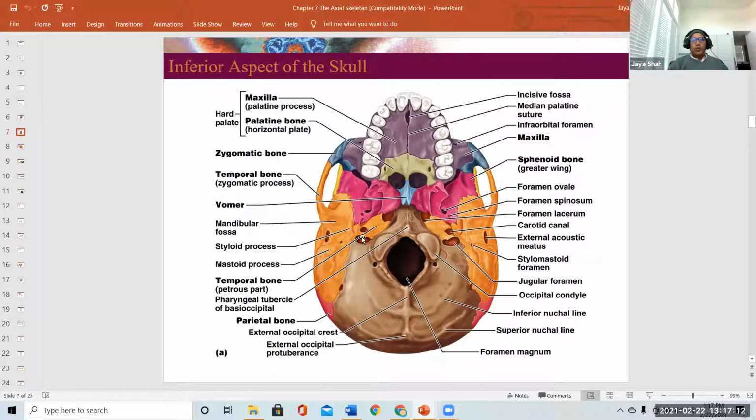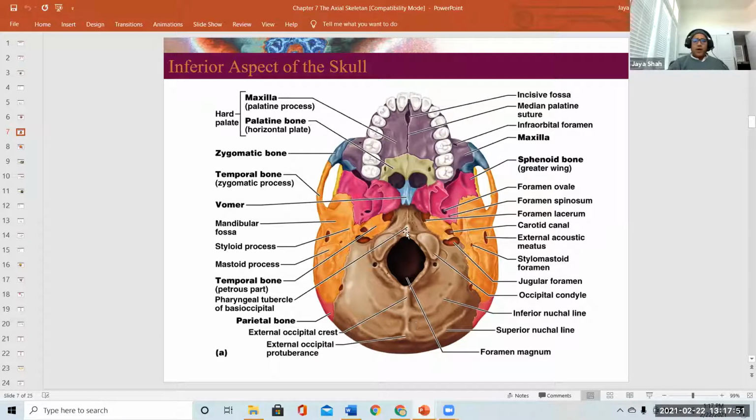Now this is the inferior view of your skull. So as earlier I told you, this is the maxilla, and this is palatine bone, palatine process, and then palatine bone here. This is the vomer of your nose, and here is part of the sphenoid bone. When we take it out in a later slide, you're going to see these parts of the sphenoid. Sphenoid bone is like a bat. Zygomatic bone.